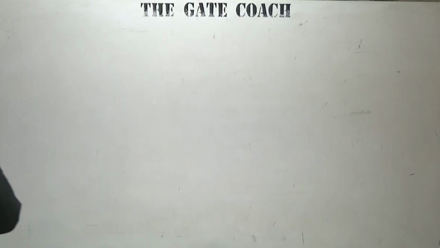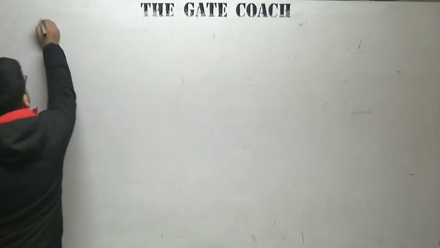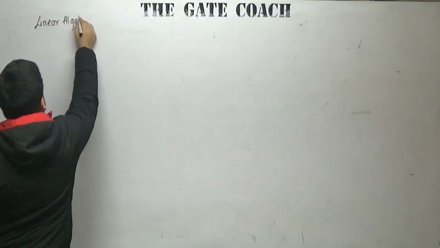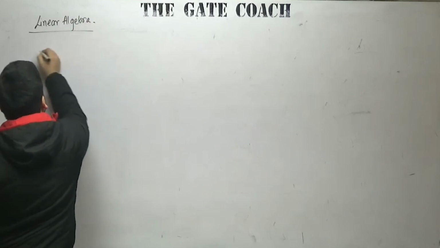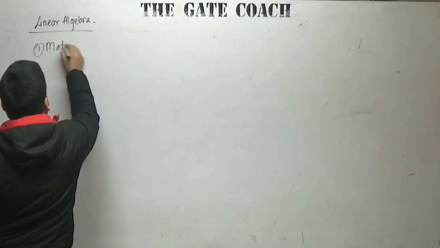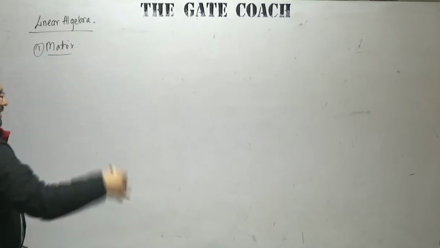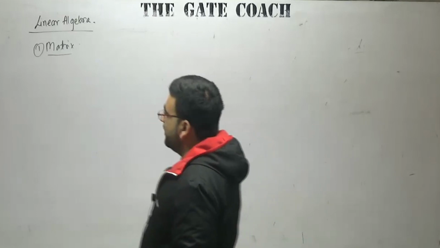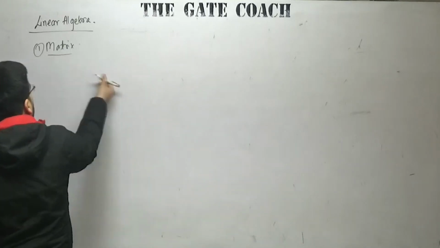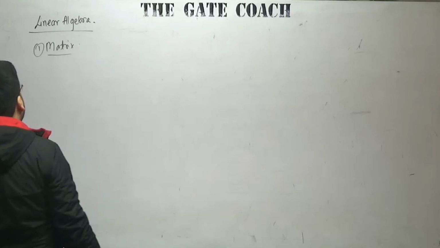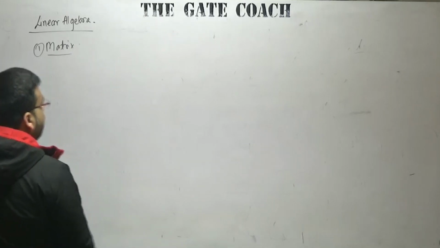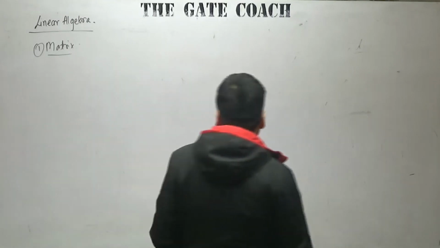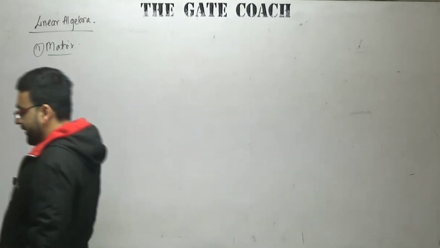Okay, so in linear algebra, we started with matrices. Now, what is a matrix and what is a determinant? I'm not going to tell you again. It is a representation of rows and columns, right? The horizontal lines are called rows, and the vertical lines are called columns. It can be a square matrix, it can be a rectangular matrix. If the number of rows equals the number of columns, that is a square matrix. If it is not equal, it is rectangular.